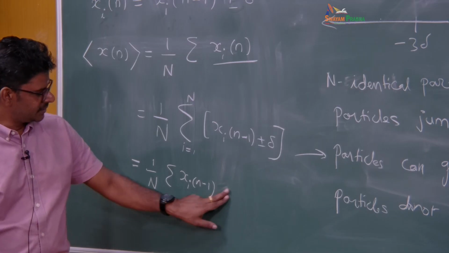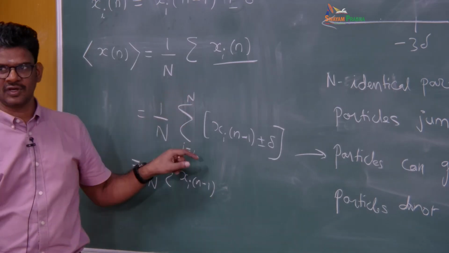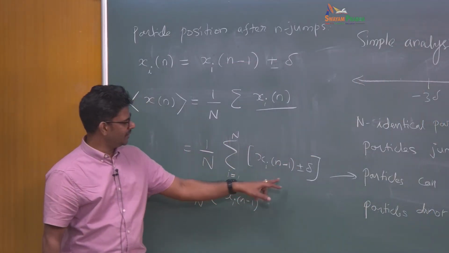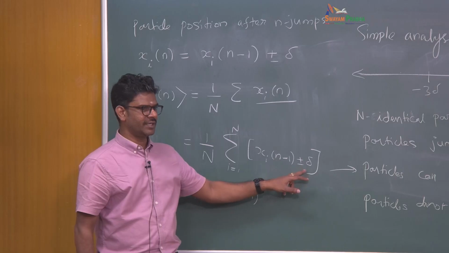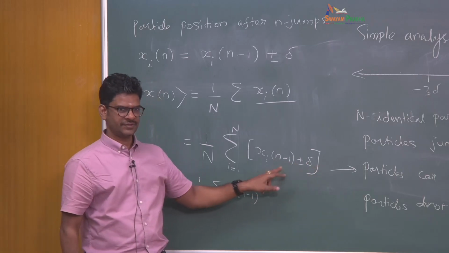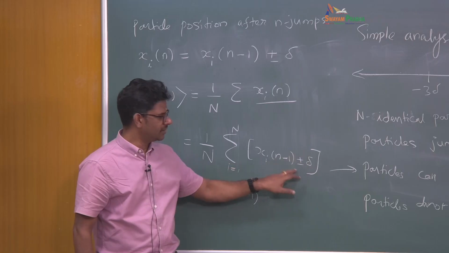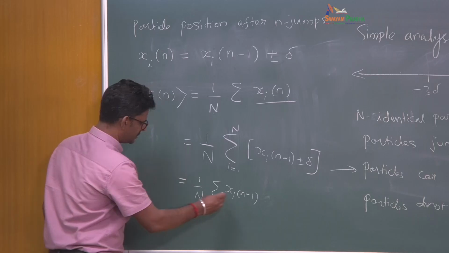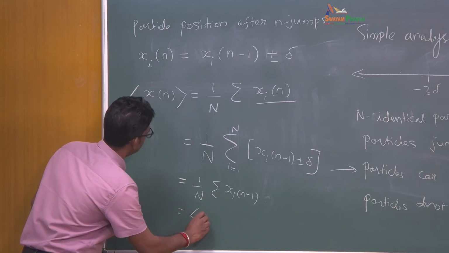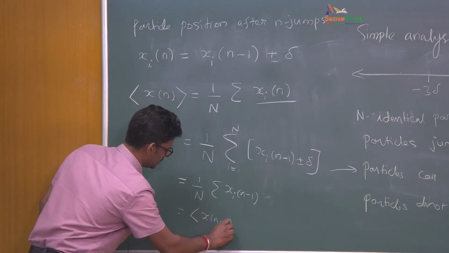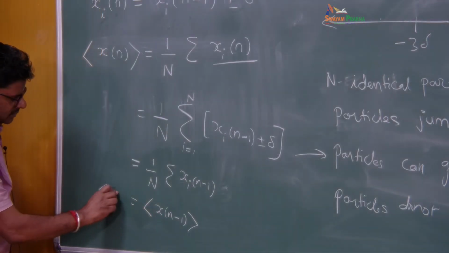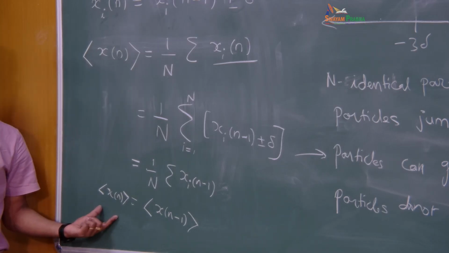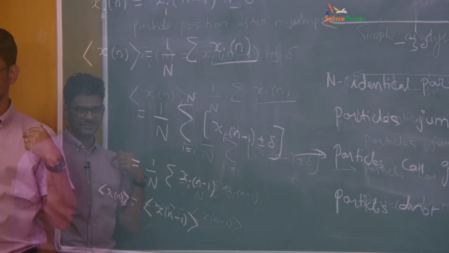So what will happen here is when you sum over all n, since each step is going back and forth equally likely, you will see approximately half a particle would have taken the positive step and half a particle would have taken the negative step. So when you average over n, this term will become 0. And what survives is only this term, and this is nothing but the mean of x at n minus 1. So what we are saying is the mean position after n steps is nothing but the mean position in the previous step.